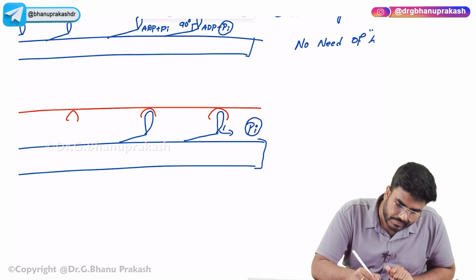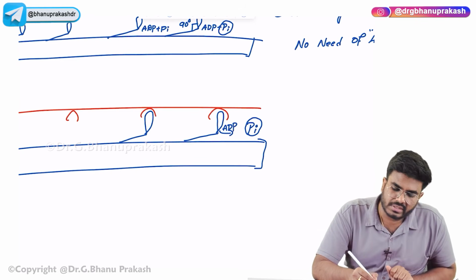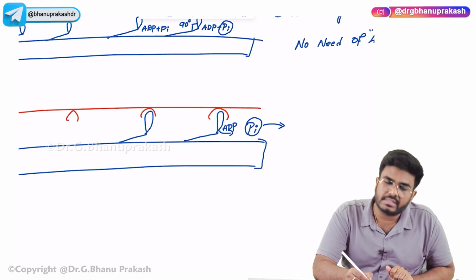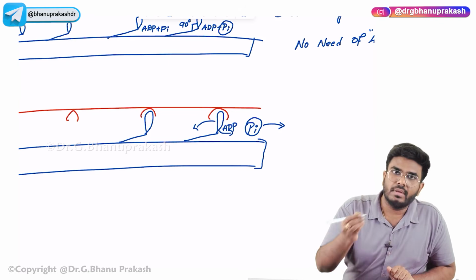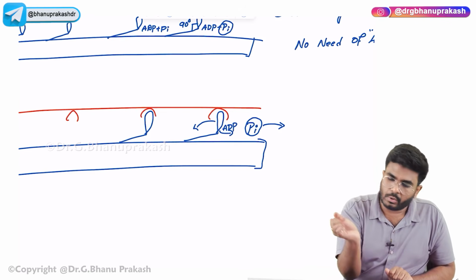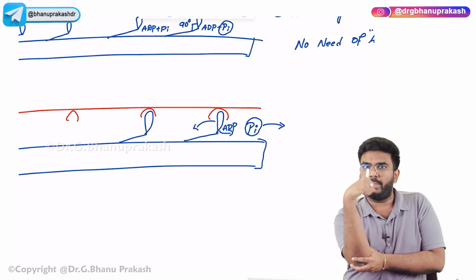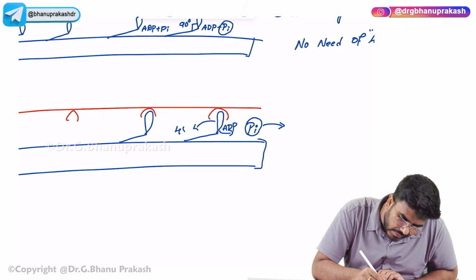ADP is still attached. Only who is released? Inorganic phosphate is released. Because of this release, now the myosin heads are going from 90 degrees to bend. They are going to bend the heads to 45 degrees.